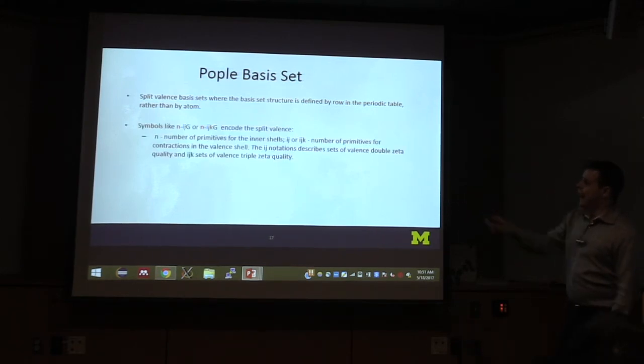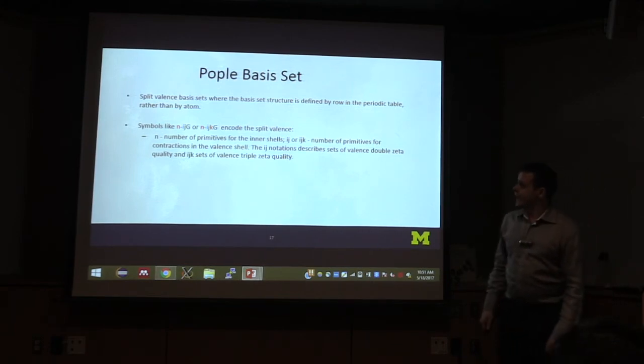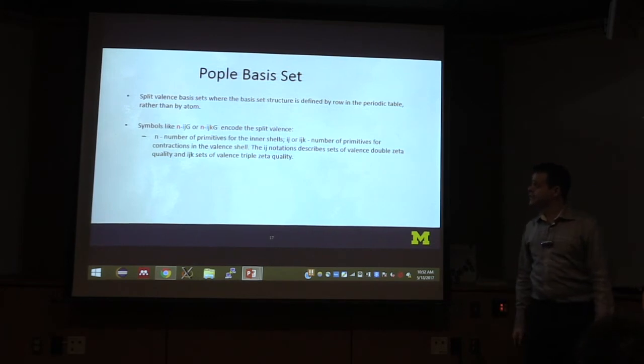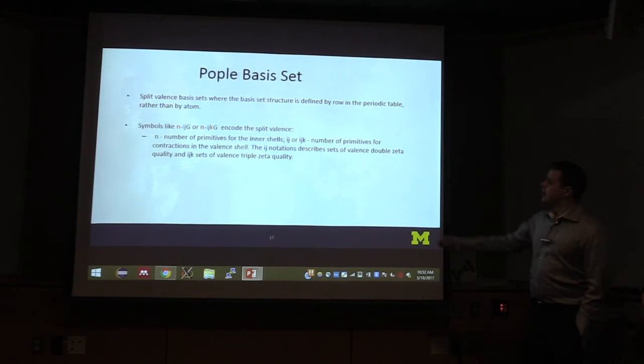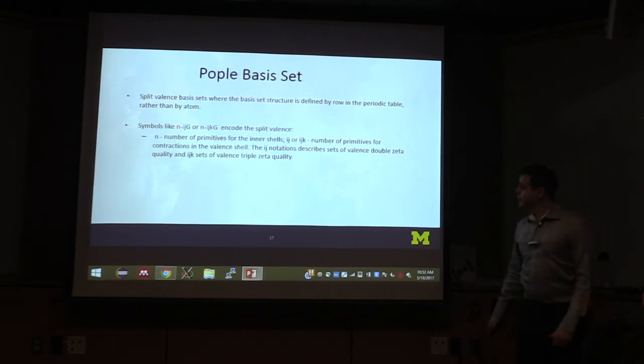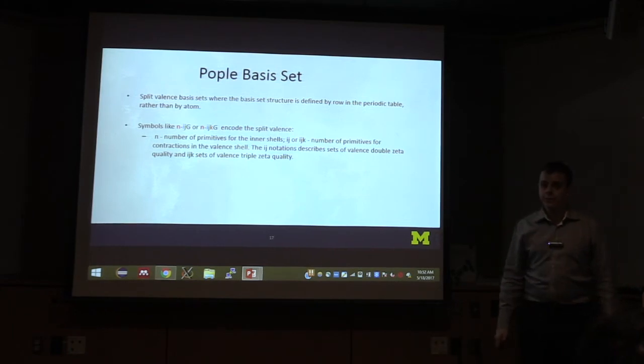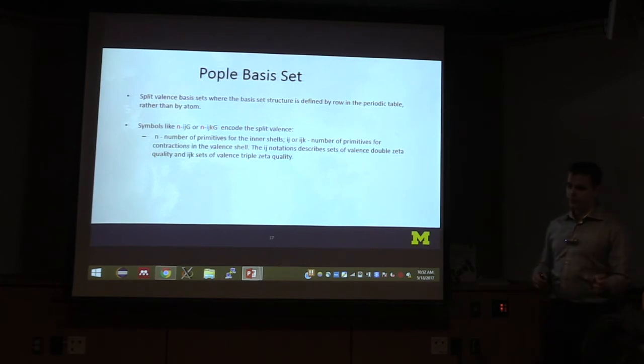So symbols like Nijg or Nijkg encode the split valence. N is the number of primitives on the inner shell. Ij or Ijk is the number of primitives for the contractions in the valence shell. The Ij notation means it's a double zeta quality, and Ijk means it's a triple zeta quality. So if you want to improve your basis set and you're working with 631G, just go up to 6311G, and that will help improve it a little bit.